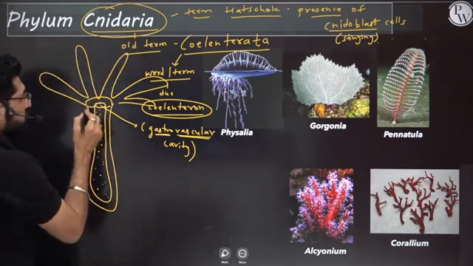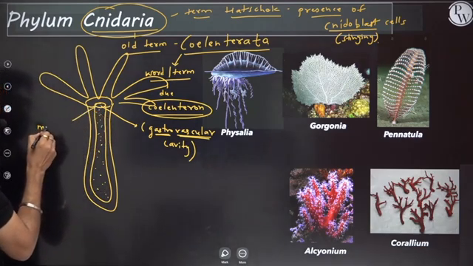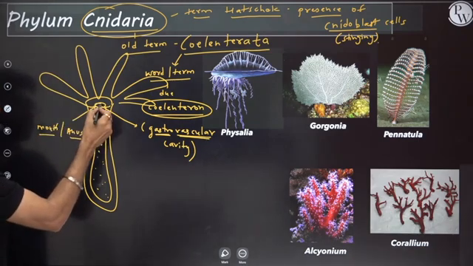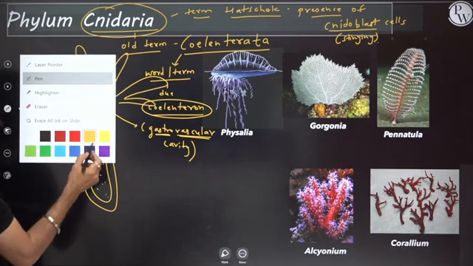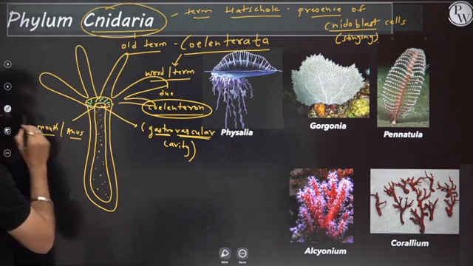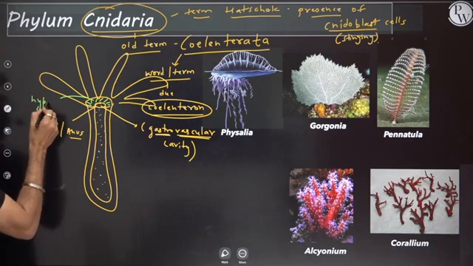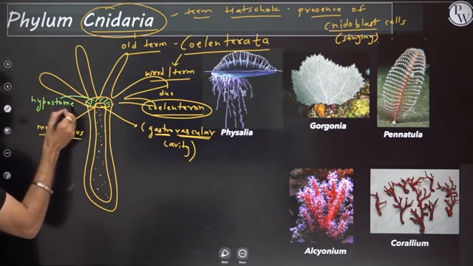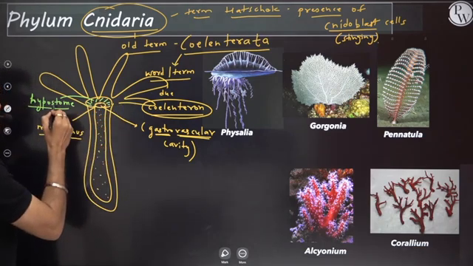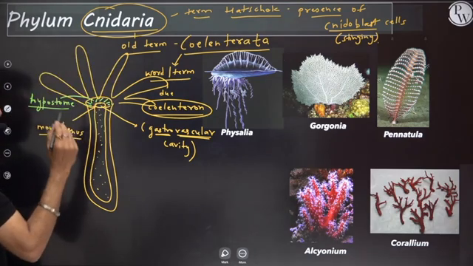Now let's see this structure. Some students call this structure the mouth or anus. Correct? But here you see one more structure nearby. This one. This is not the mouth. This is called the hypostome. Please be very specific. Hypostome is not the mouth. It is the structure surrounding the mouth. Okay, don't confuse with that.